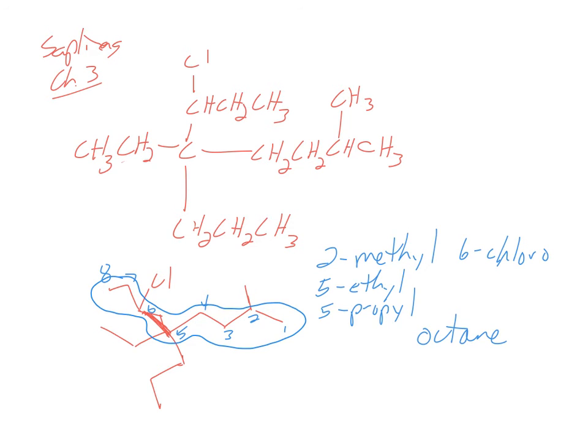Alright, so now we gotta just get everything in alphabetical order, right? So what would go first? Chloro, so it'd be 6-chloro, 5-ethyl, 2-methyl, 5-propyl, octane. 6-chloro, right now it's just alphabetizing. Yeah, but did you do like 5-5-ethyl-propyl or did you just do... Nope, 6-chloro, 5-ethyl, 2-methyl, 5-propyl, octane.